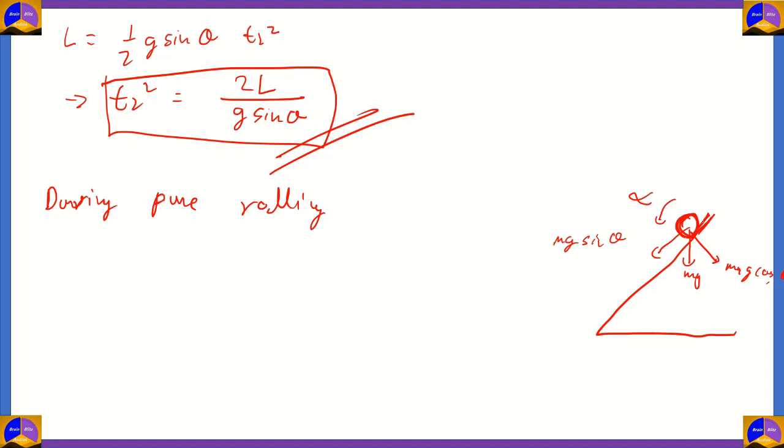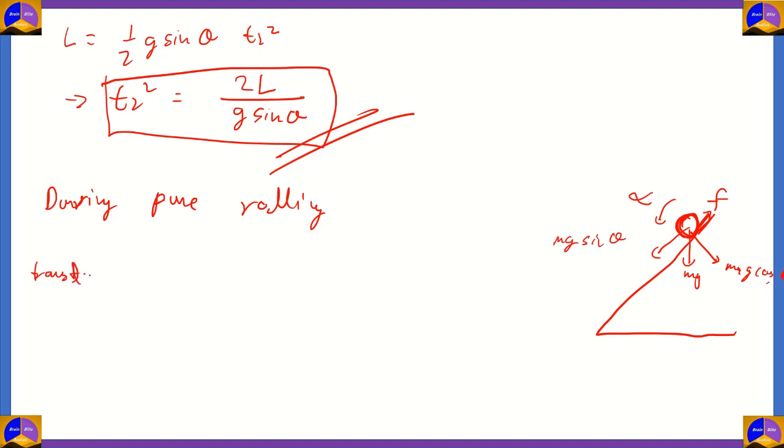And since it's pure rolling, at the point where the ring touches the plane, there is a friction F, which makes that point stationary. The point that's touching the plane is not moving, because if it did move, then that would be more sliding. Here we're undergoing pure rolling, so therefore it's both rotational and translational. Perfect rolling.